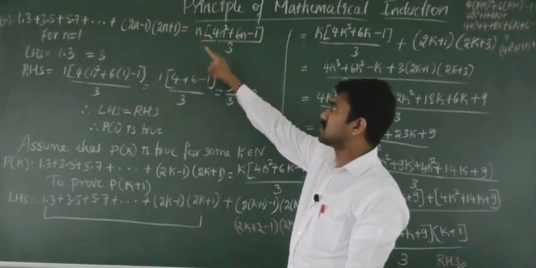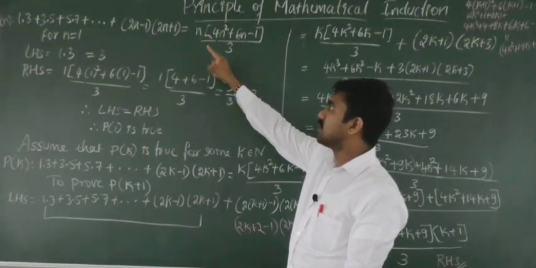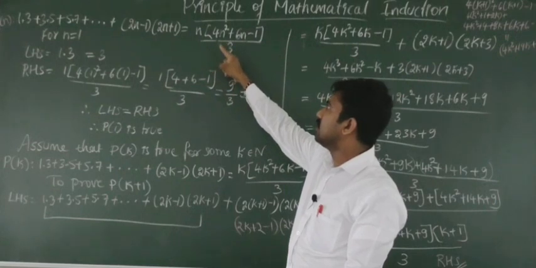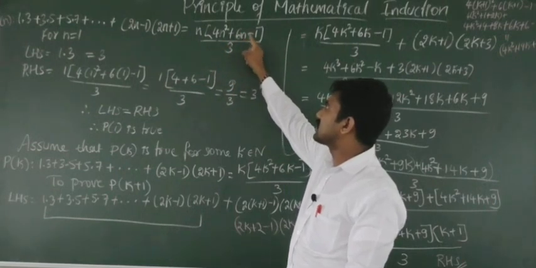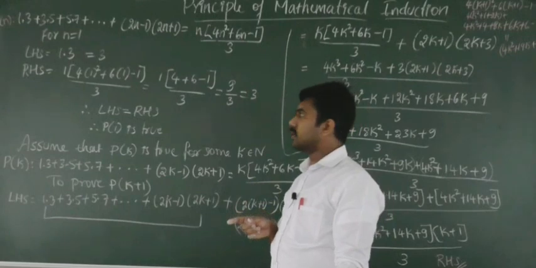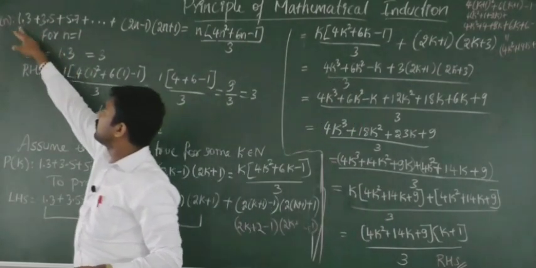Okay, again see that the given statement: 1 into 3, 3 into 5, plus 5 into 7, plus so on, plus 2n minus 1 into 2n plus 1, is equal to n into 4n square plus 6n minus 1, whole divided by 3. Here the numbers are multiplied. 1 into 3 means 3.